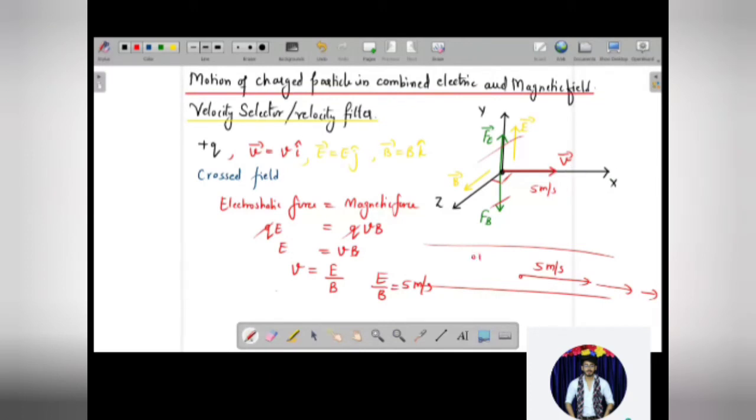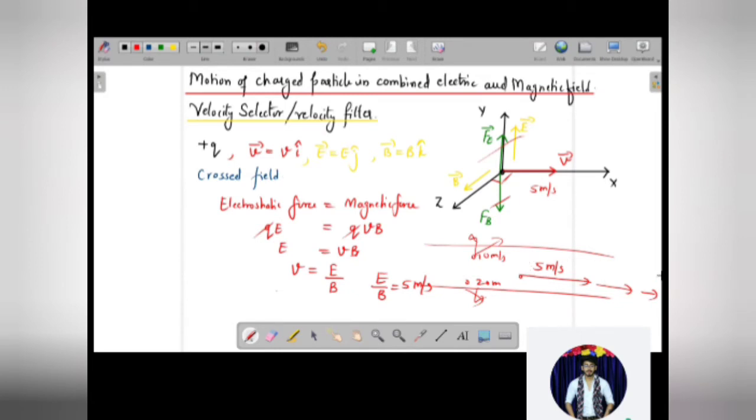The others, which are 10 meters per second, maybe 20 meters per second, will start deflecting, because for them one of the forces will be higher. Either electrostatic force will be higher or magnetic force will be higher. So depending upon which one is higher, they will start deflecting. Okay, and only the 5 meter per second charged particle will not experience any force and it will straight away come out from the beam.